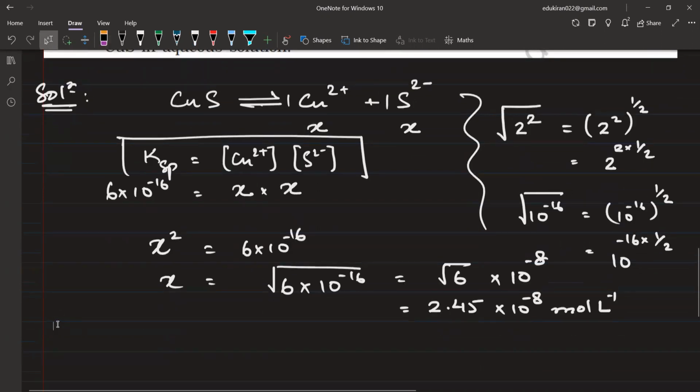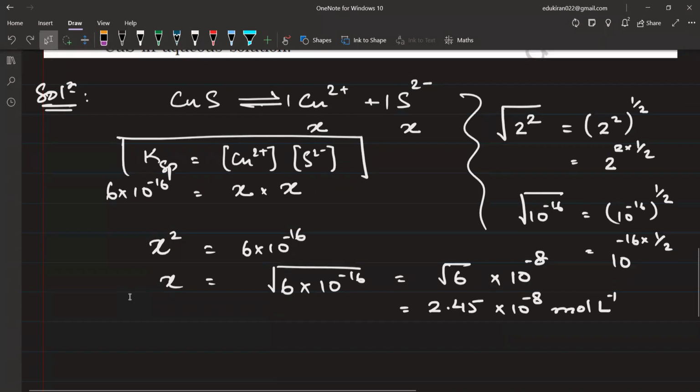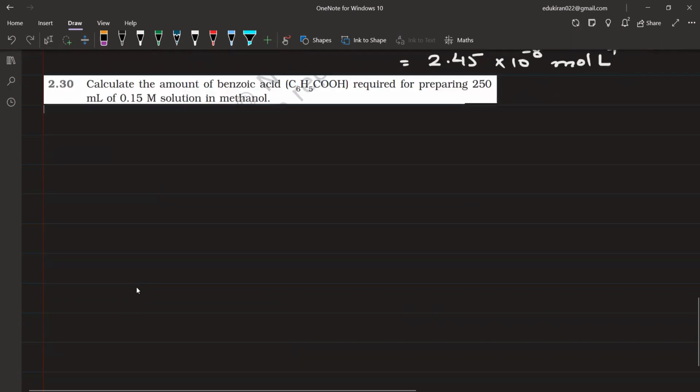Let's move on to the next question. Write this. Calculate the amount of benzoic acid required for preparing 250 ml of 0.15 molar solution of methanol in methanol. ठीक है. So what you are asking is the amount of benzoic acid that will be in grams. What they have given is the molarity and the volume.